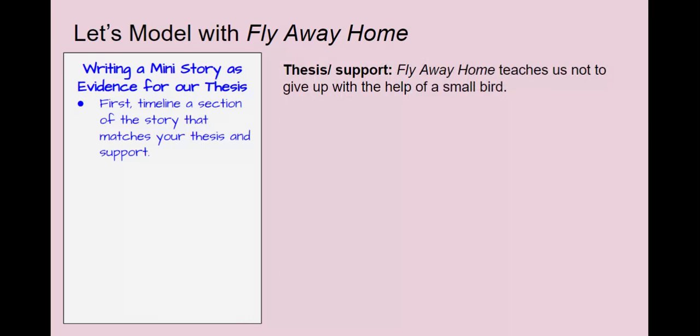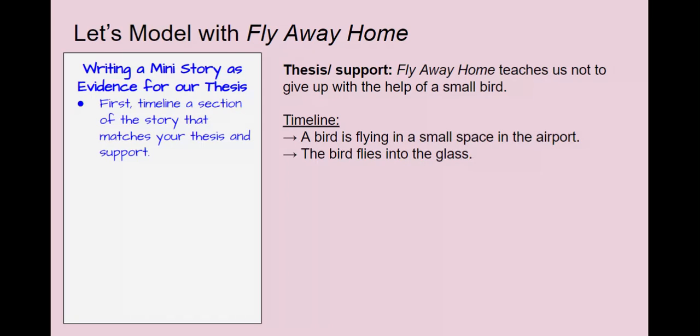All right, so let's timeline that section. So we're just going to say step by step what happened in the order that it happened. So first we know that a bird was flying in a small space in the airport. Now the bird flies into the glass. After, the bird gets tired and perches up on a metal girder, and it gives up on leaving.